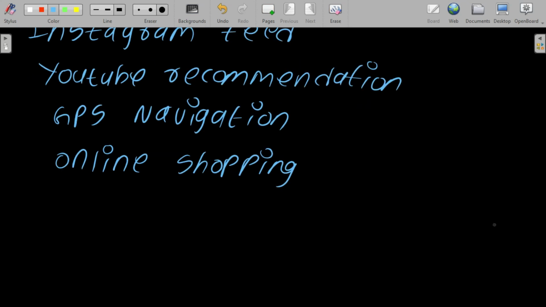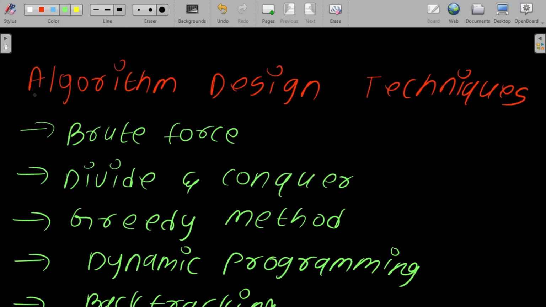So let us see algorithm design techniques. These are the algorithmic design techniques. Let us see one by one. First we're gonna see brute force. Brute force means trying all possible solutions. For example, trying every password combination.